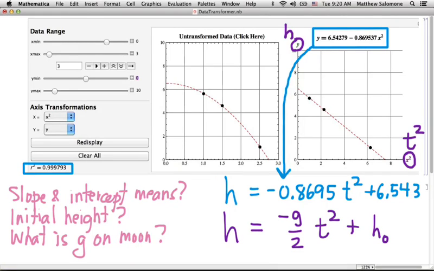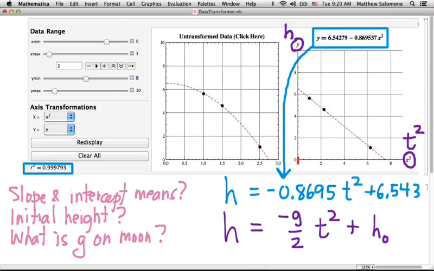If this is our linearized equation, and it looks pretty linear on this transformed set of axes, where are we going to find the initial height in our linearized equation? On the y-axis? On the y-axis where? Where the line directly intersects y.